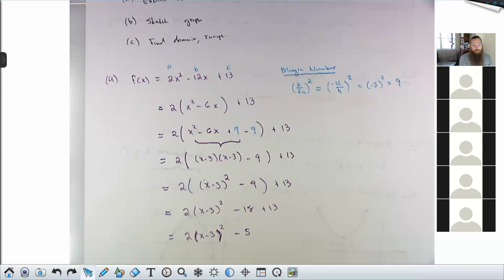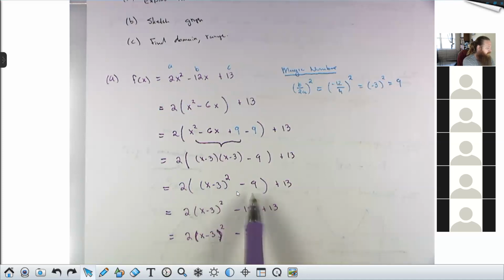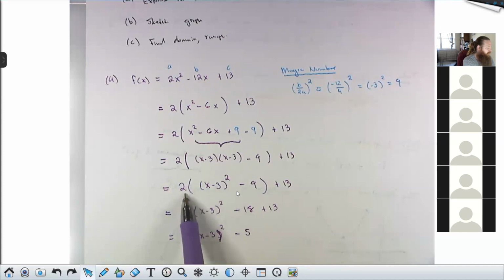So I'd have 2 times this. Look inside the parentheses. There's 2 terms inside the parentheses. There's this term and this term. And with this constant out front, I need to distribute it to this and to this. So 2 times parentheses x minus 3 squared is just this. And 2 times negative 9 is negative 18. Okay, I see. Thank you.